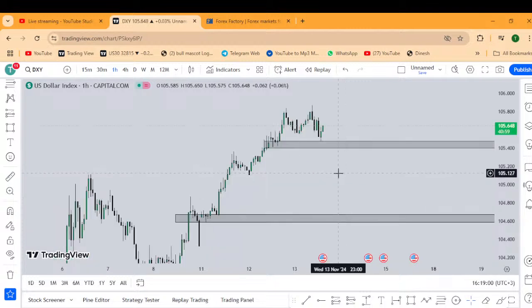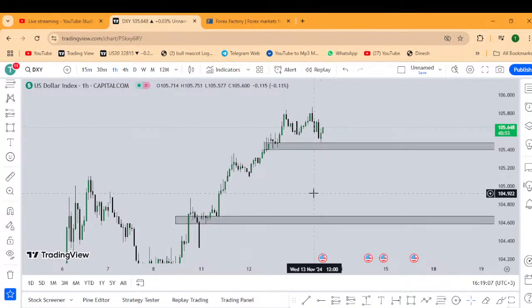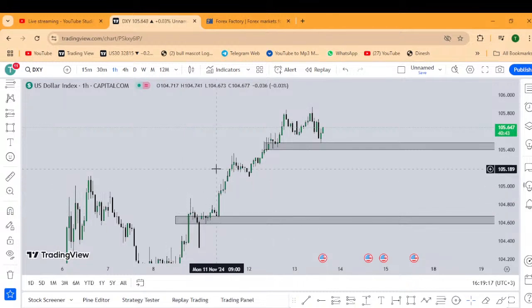But we have 2 zones. Remember, if this zone is not respected, then the market will respect this. But the market is more likely to respect the strength of the dollar, which has already been there. According to the fundamentals we have seen, we are more likely to proceed with the buys. Mark my words, more likely to proceed with the buys.